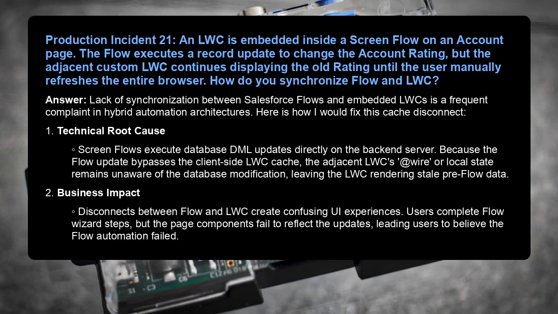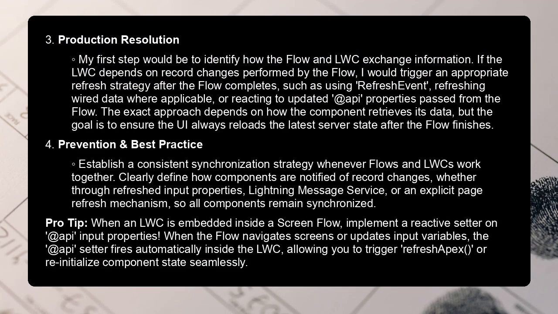1. Technical root cause. Screen flows execute database DML updates directly on the backend server, because the flow update bypasses the client-side LWC cache. The adjacent LWC's wire or local state remains unaware of the database modification, leaving the LWC rendering stale pre-flow data. 2. Business impact. Disconnects between flow and LWC create confusing UI experiences. Users complete flow wizard steps, but the page components fail to reflect the updates, leading users to believe the flow automation failed. 3. Production resolution.